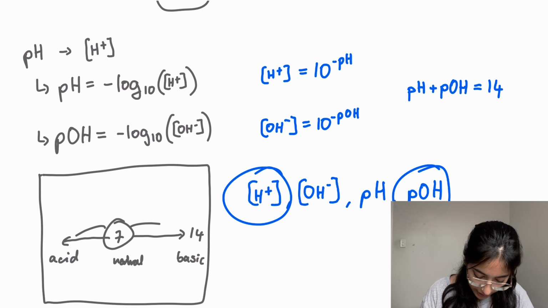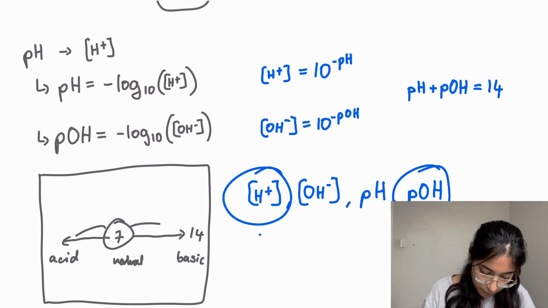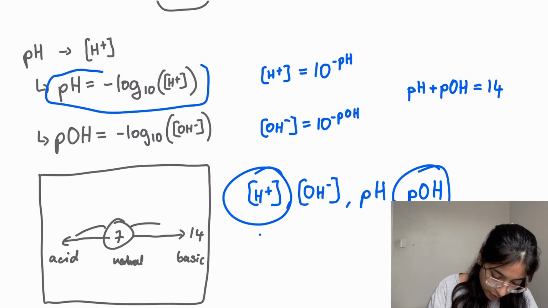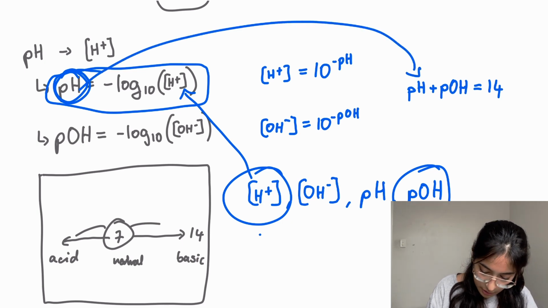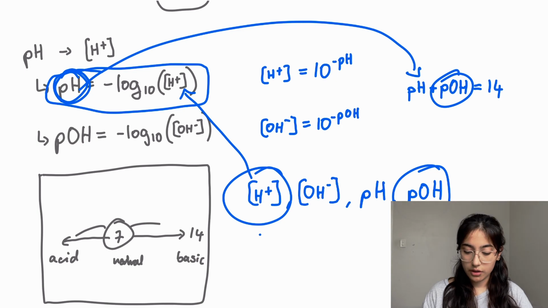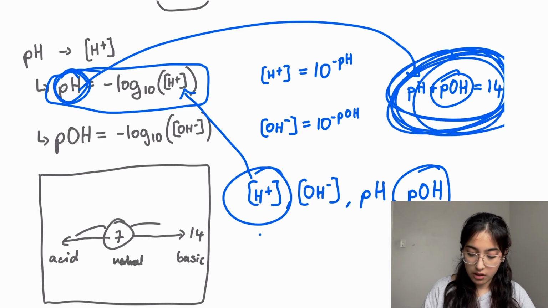So say they give you this and then they ask you to figure this out. Then what you would do is use this formula to figure out the pH. So you substitute this value into here, figure out the pH, and then substitute this pH into here, and then use that to figure out the POH. So it's very good. This equation, definitely remember it. Very important. So just to finish up, we'll go through an example question.